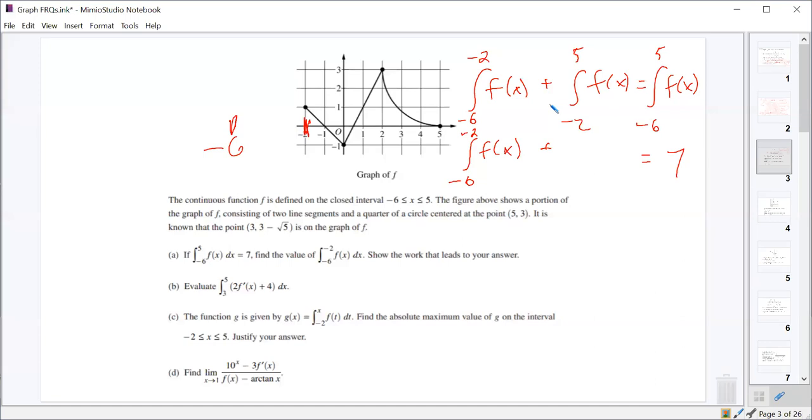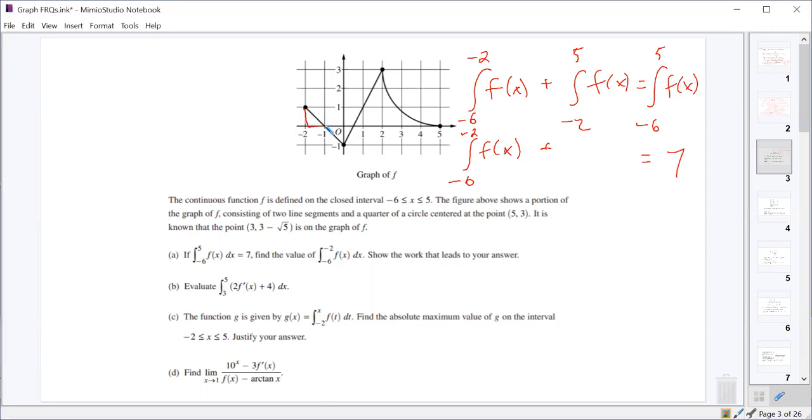It's the area between the curve and the x-axis, right? So we should be able to go in here and just figure out what the area is between the curve and the x-axis from -2 to 5.